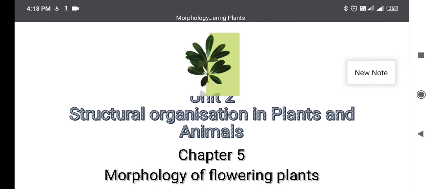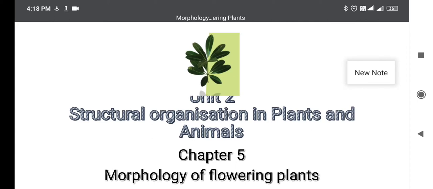It is an initiative to boost the confidence of the students who are going to take the NEET exam amidst this crisis. As a part of this venture, we have prepared a PowerPoint preparation based on the NCERT Class 11 Biology book. Unit 2, Structural Organization in Plants and Animals. Chapter 5, Morphology of Flowering Plants.